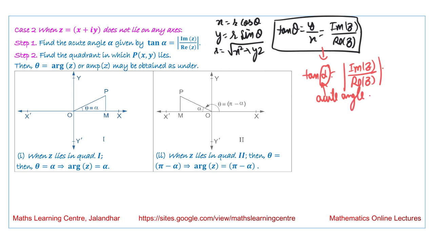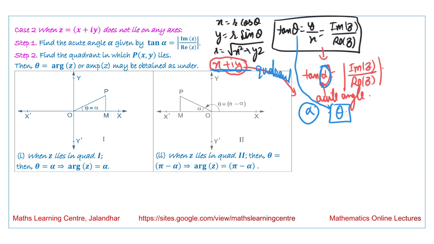Now we have to see in which quadrant this number is lying. We are talking about x plus iota y, in which quadrant this number is lying, and corresponding to that, using this value of alpha, we will calculate the value of theta. From this x plus iota y, we will see in which quadrant this is lying.